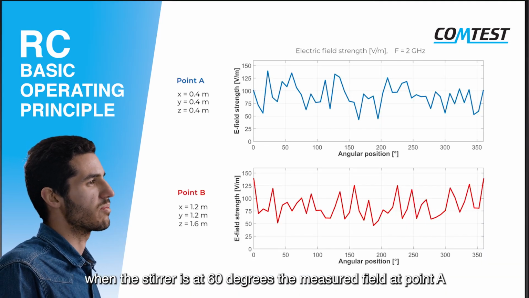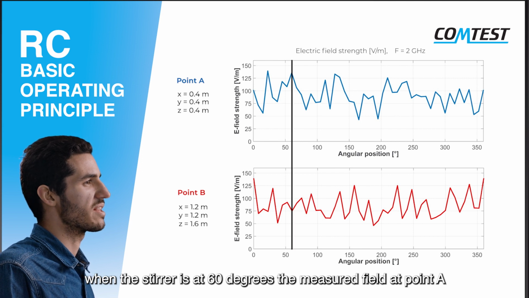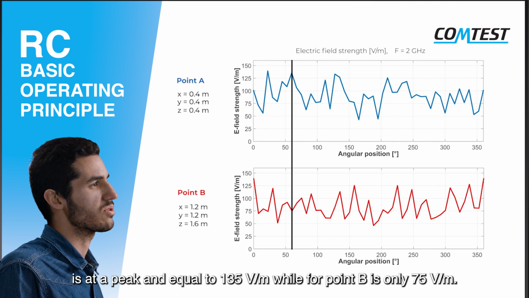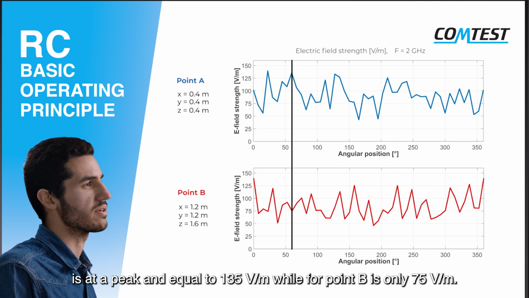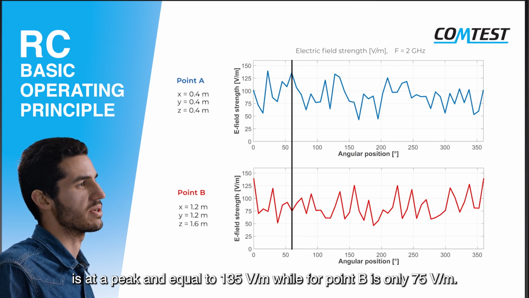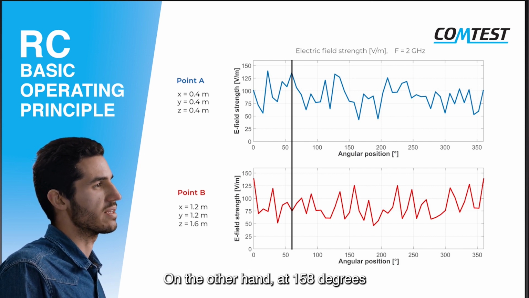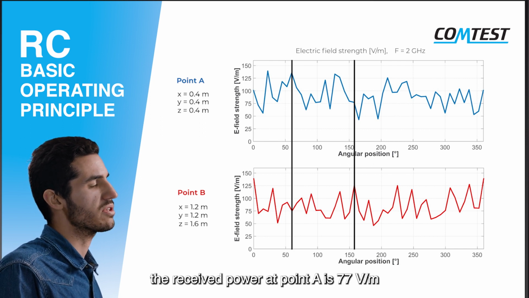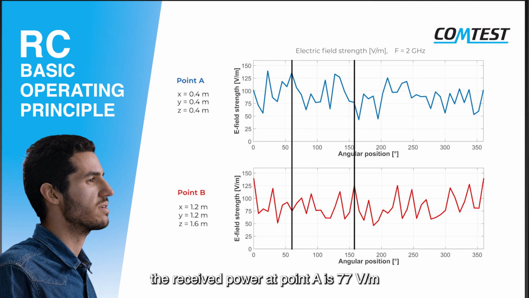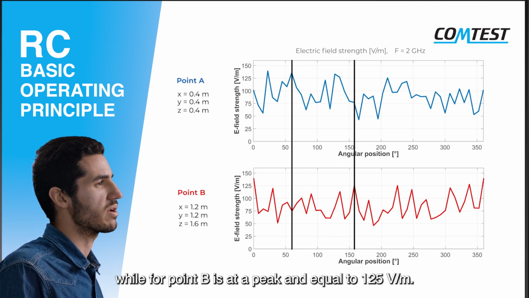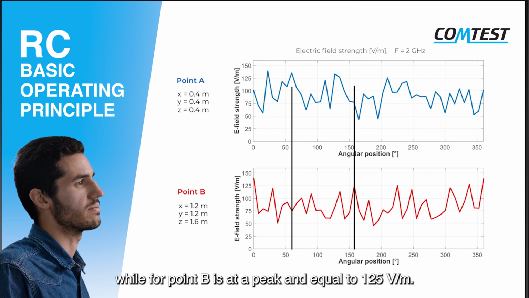For example, when the steerer is at 60 degrees, the measured field at point A is at a peak and equal to 135 volts per meter, while for point B is only 75 volts per meter. On the other hand, at 158 degrees, the received power at point A is 77 volts per meter, while for point B is at a peak and equal to 125 volts per meter.